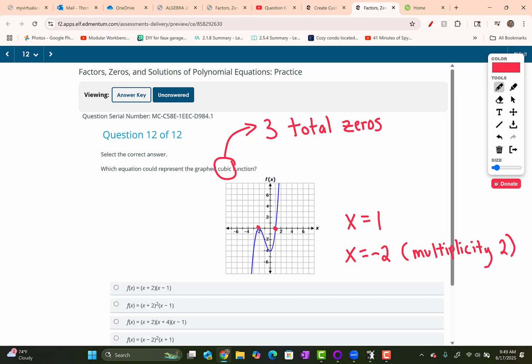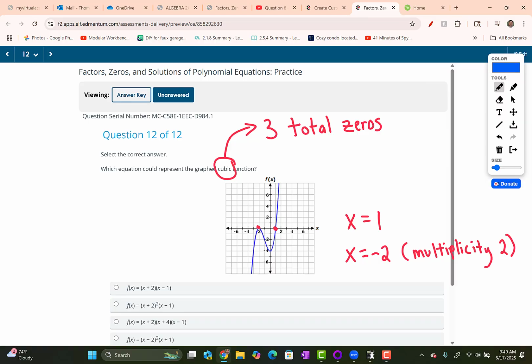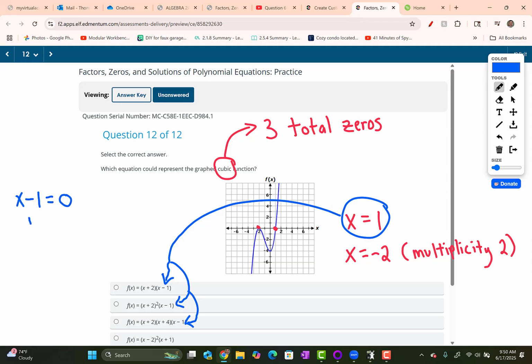So since these are the solutions, the roots are essentially going to have the opposite sign. So if x equals 1 is a solution, that means the factor has to be x minus 1. And you'll notice 3 of the answer choices have x minus 1 as an option. So recall, to get that answer, if you set x minus 1 equal to 0 and add 1 to both sides, you end up getting x equals +1. So you've got to think backwards when you do this problem.